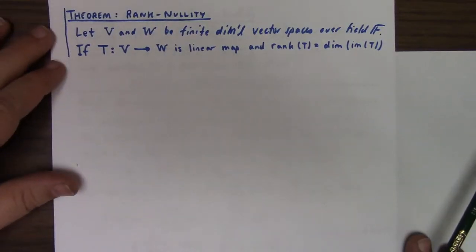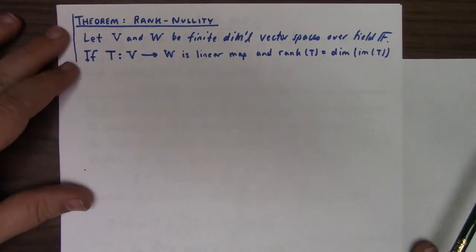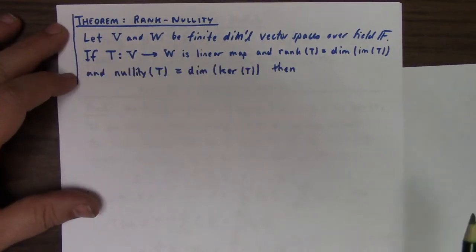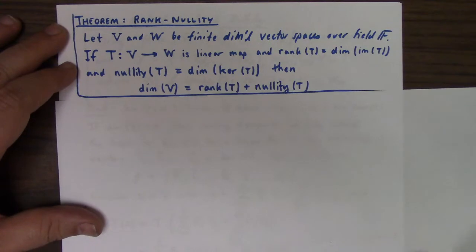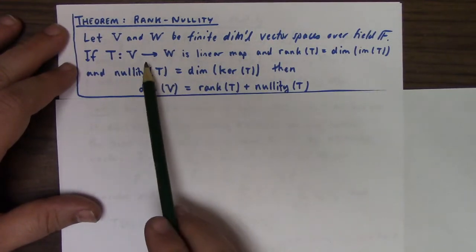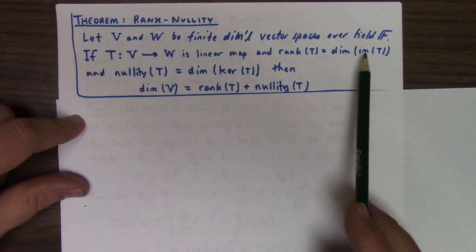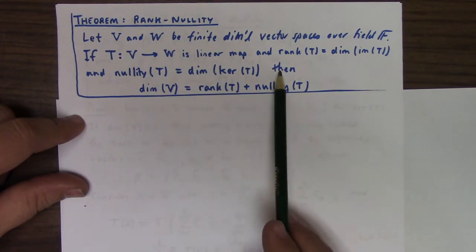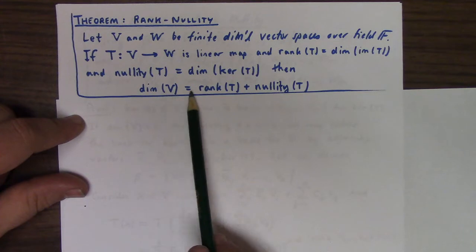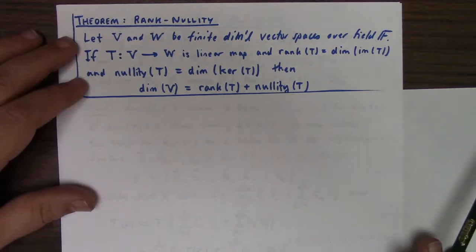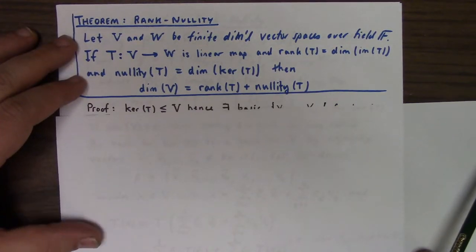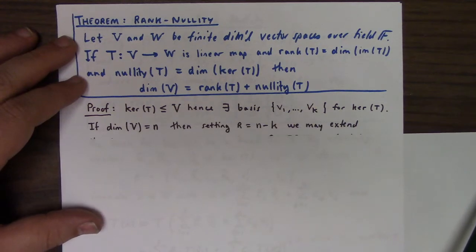All right. So getting back to what I did last class, the rank-nullity theorem: let V and W be finite dimensional vector spaces over a field F, T a linear map. Then the rank of T is the dimension of the image, and the nullity of T is the dimension of the kernel. The theorem is that the dimension of V is the rank of T plus the nullity of T. All right. Let me go through the proof that we went through in class rather quickly here.